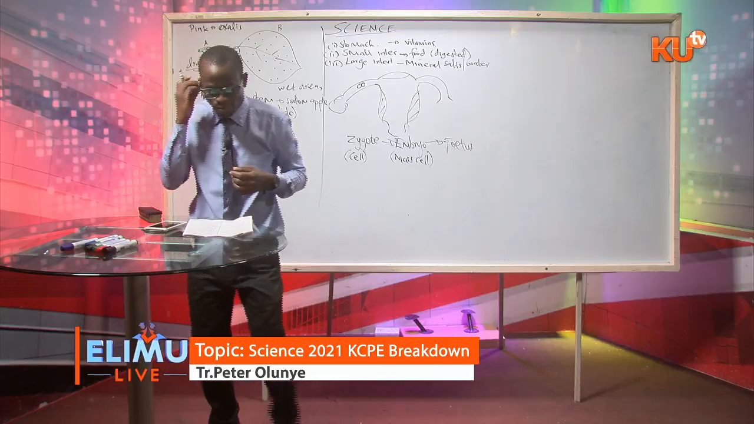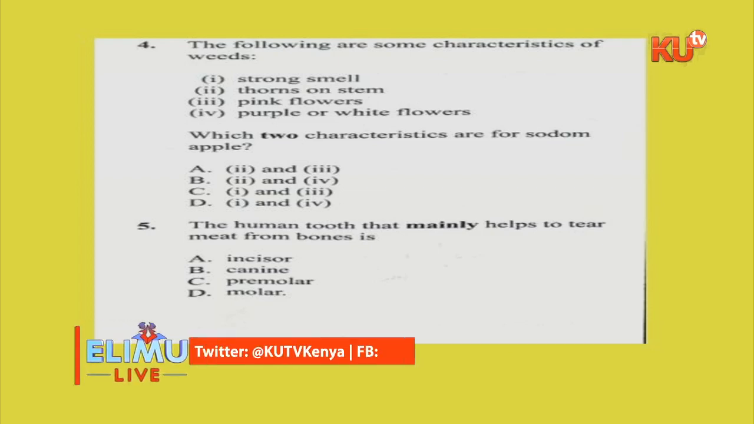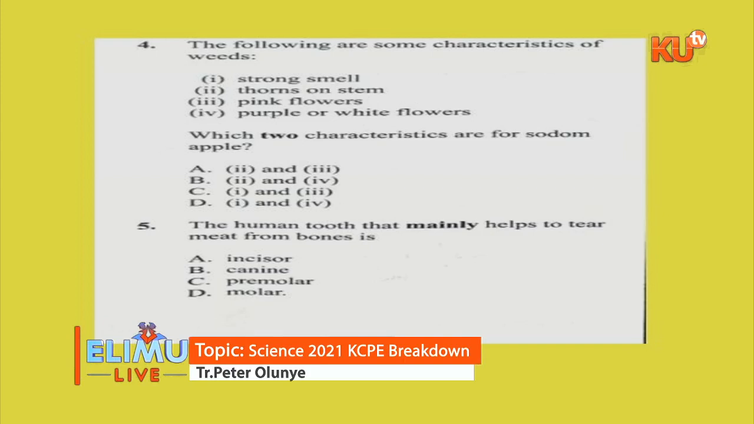Back to our question, boys and girls. Our question was asking, which two characteristics are for Sodom apple? Roman 1, strong smell. Do you think Sodom apple has strong smell? No, definitely not. So you go to your question and eliminate all the choices that have Roman 1. I want to tell you how KCPE is very simple when you are very observant. Let's go to C. We're going to remove C because C has Roman 1, since Sodom apple does not have the strong smell.